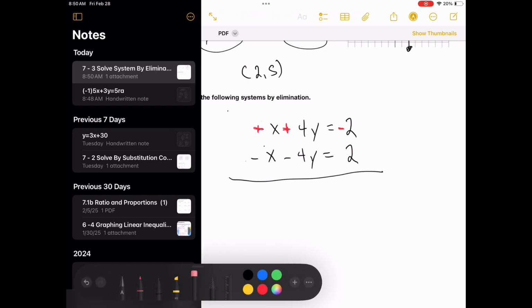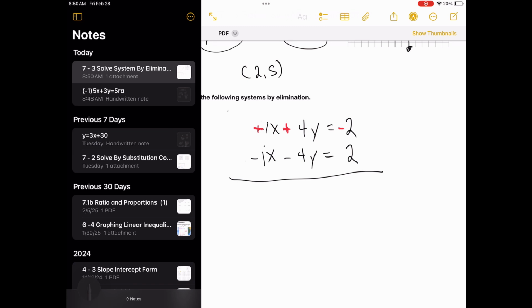All right, and you can think about it. You don't have to just multiply by -1. If it just makes more sense to you, like, I just need to change all the signs, well, make sure you change all the signs, right? Then I'm going to add straight down. What's x? 1x minus 1x, well, that's 0. What's 4y minus 4y? Well, that's 0. What is -2 plus 2? Well, that is 0. You get 0 equals 0, which in this case, if you get something that looks like this, it's going to be all real numbers.